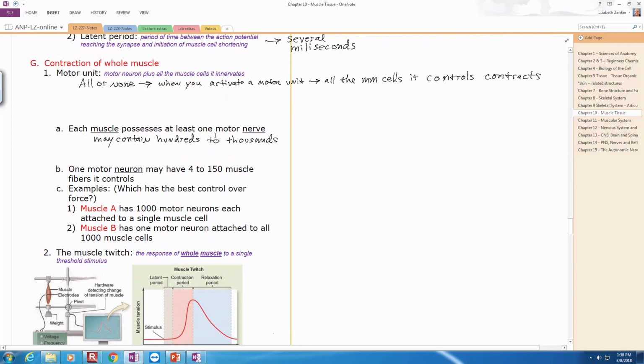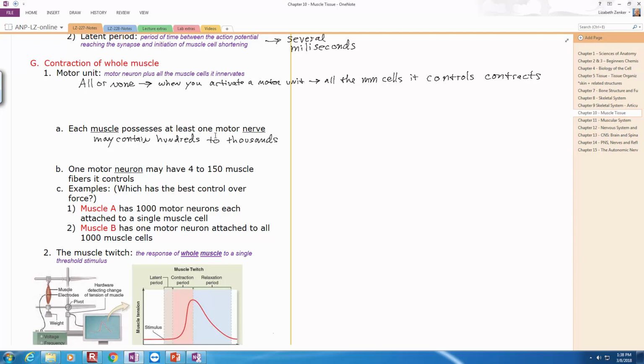Okay, so all or none. When you activate a motor unit, all of the muscle cells it controls will contract. So that red one that was touching 3 different muscle cells, if that nerve is stimulated, all 3 of those muscle cells will contract. The blue one only was touching 2 muscle cells. So if that blue nerve is stimulated, then 2 different muscle cells are the ones that are going to contract. Okay, does that make sense?